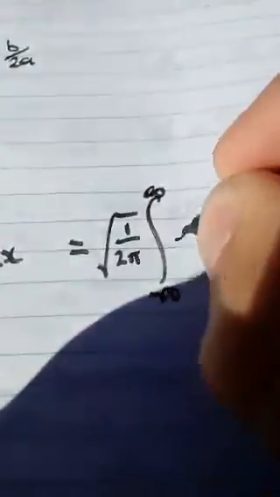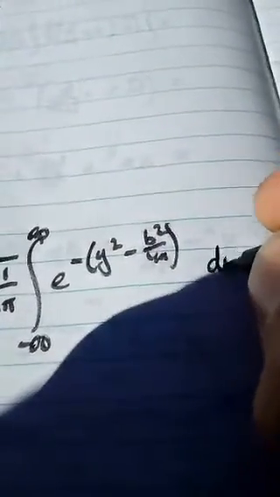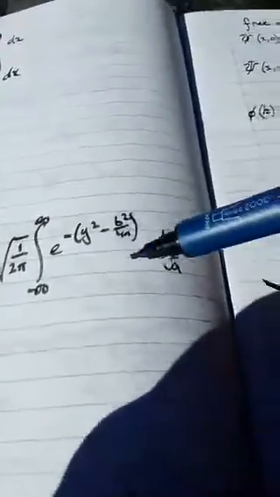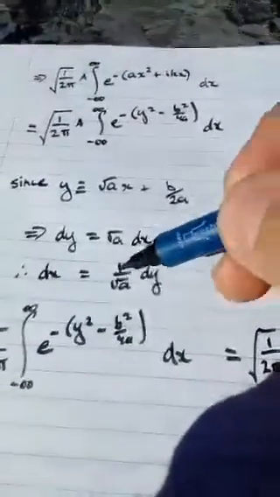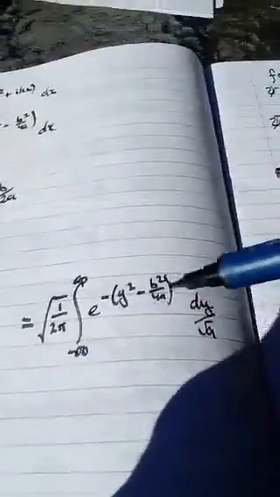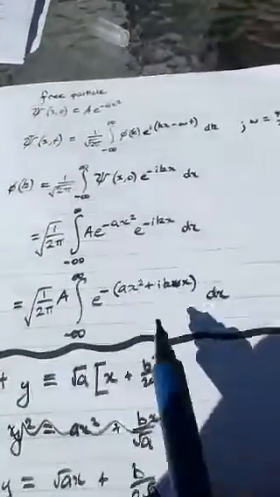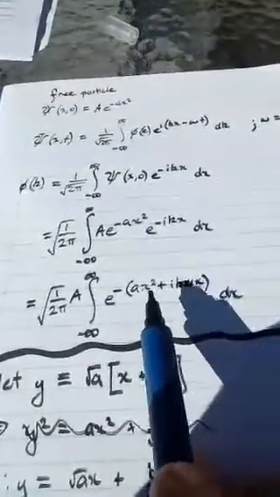E to the minus y squared minus b squared over 4a dx actually equals 1 over 2 pi, all square rooted, integral from minus infinity to infinity of e to the minus y squared minus b squared over 4a, dy over root a. So now we've switched it into dy over root a, which, if you remember, is the same as dx. And this is awesome, because this integral is exactly this integral, but we've converted the language.